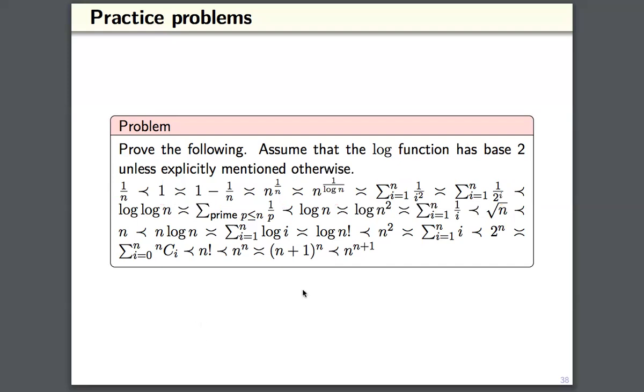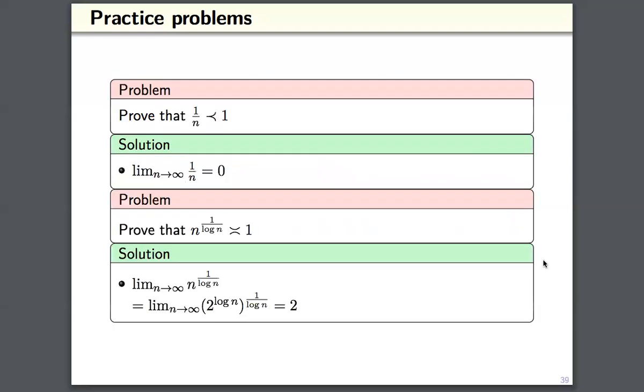Okay, so let's see some of these. How do you show that 1 by n is less than 1? The best way to solve these kinds of problems is using limits. So try to use limits. Limit of 1 by n divided by 1 is 0. So which automatically means 1 by n is in small o of 1. You write it like this.